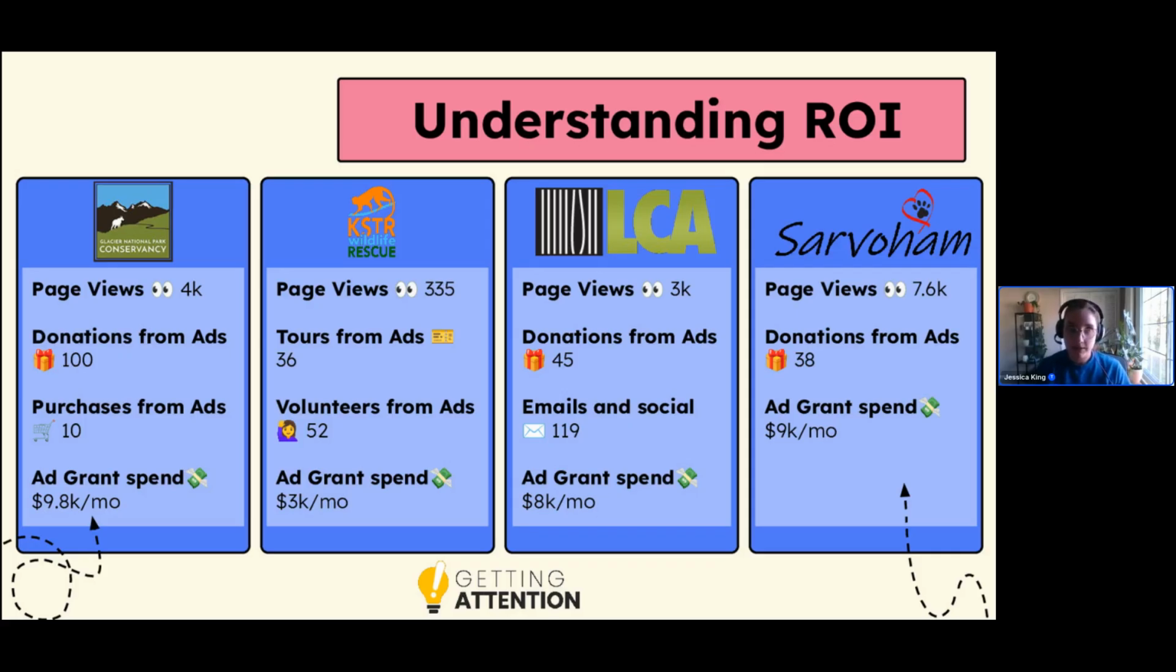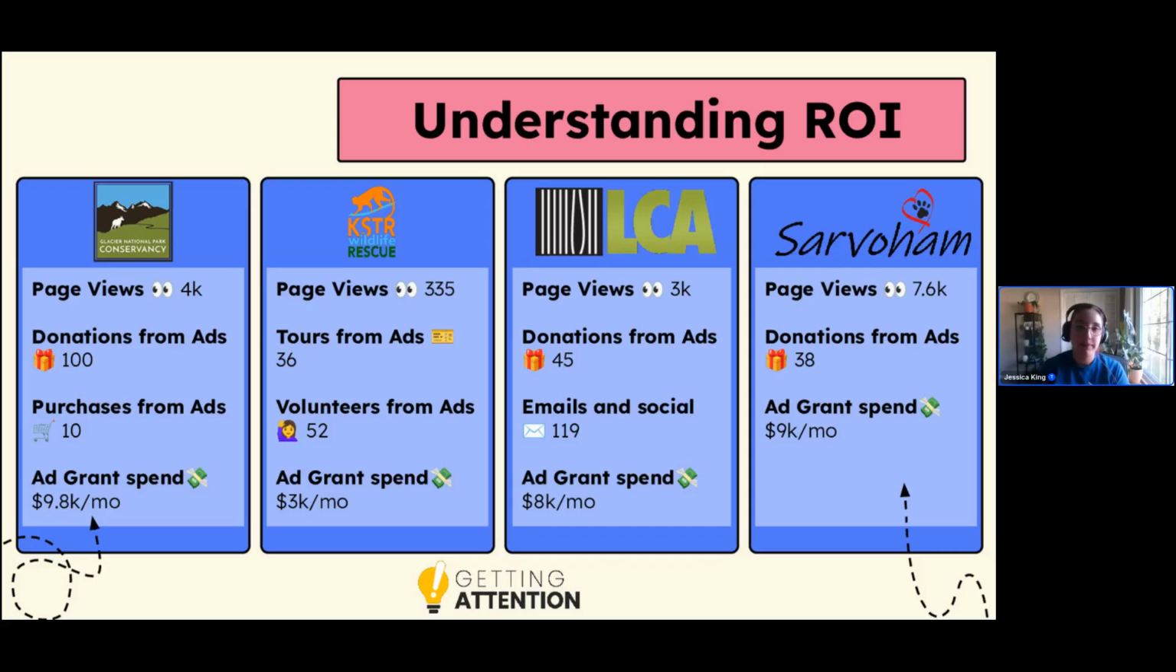I think when you are thinking about the ROI of the ad grant, maybe this is a controversial opinion that I have, but I don't think the amount spent of the ad grant is the most useful metric. I think the number of conversions, as long as you have put together a conversion strategy that is meaningful and is based on outcomes that help your organization grow, is what you really want to be focused on. So for KSTR, that 3,000 is sufficient to help them grow their organization by bringing in folks who are interested in tours and by bringing in volunteers.